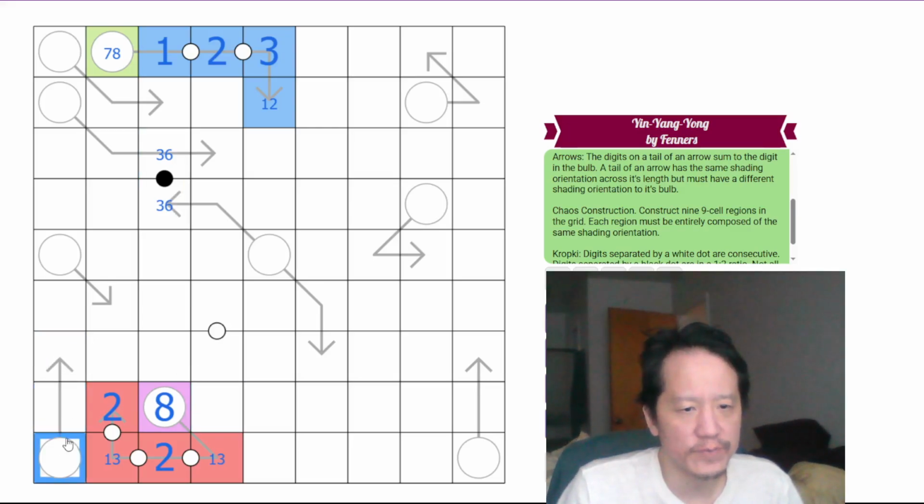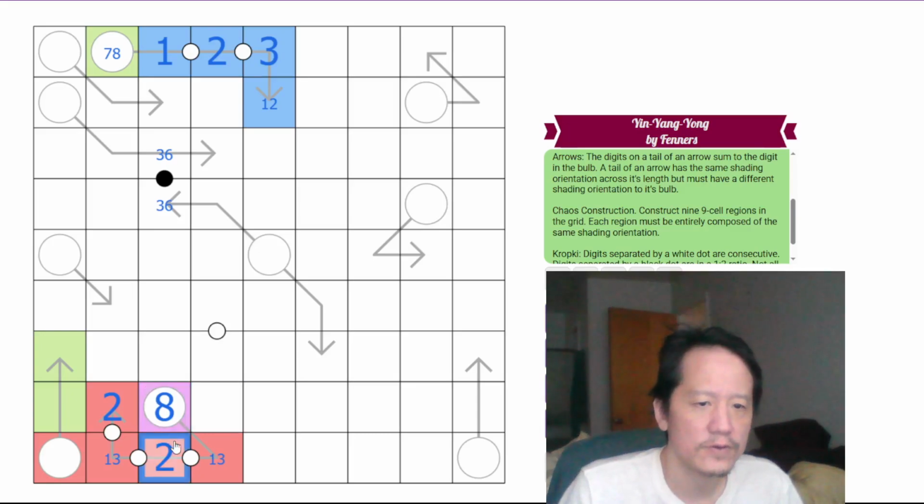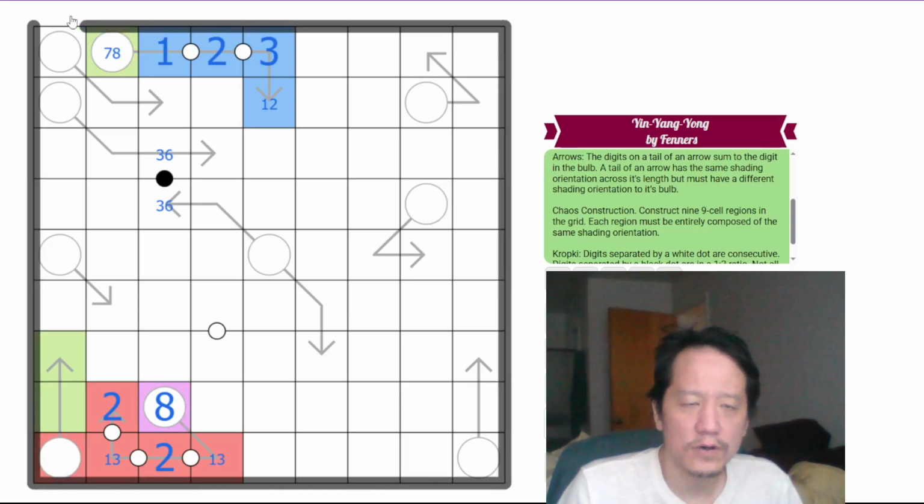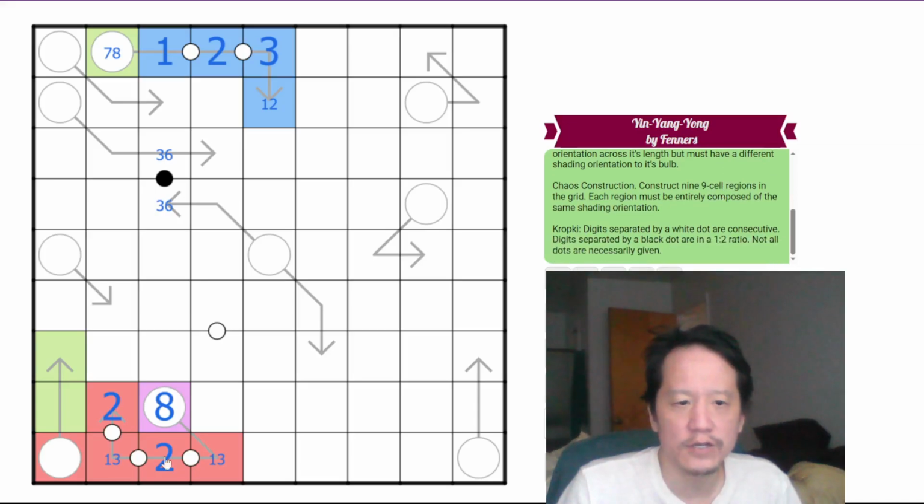These two are different from that. And this then has to be the same as this. So this is red. This is a separate color. We're going to make that green for now. Therefore, this goes out here, and so we're going to construct boundaries now. All regions are the same shading orientation, so this has to be a separate region. This is a separate region. This is a separate region. This is a separate region. So there has to be a separate region either here or here. We're not sure which.